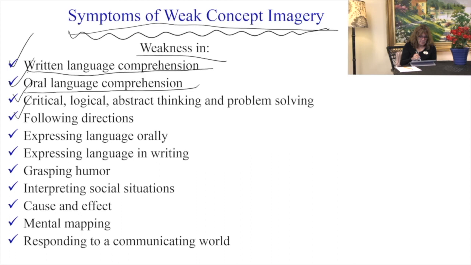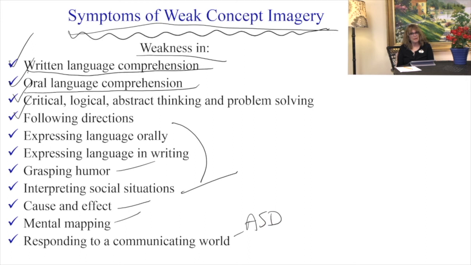You might also have difficulty expressing language orally or expressing language in writing because the thoughts are not clear and concise. Grasping humor, interpreting social situations, understanding cause and effect, because that requires the concept or the whole, mental mapping. I've worked with so many students that would say that they were constantly lost, and that was because they couldn't create a mental map. And if you have been diagnosed on the autism spectrum, I think that all of these symptoms make it really difficult to respond to a communicating world.